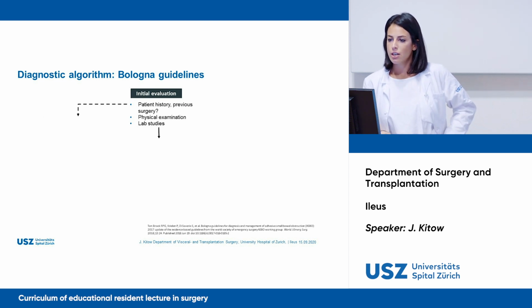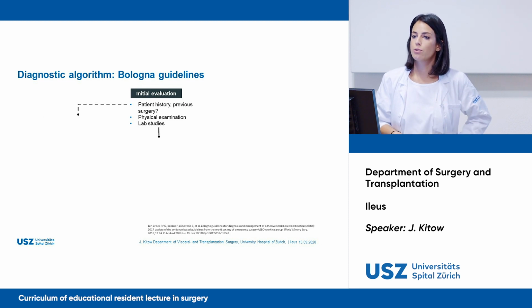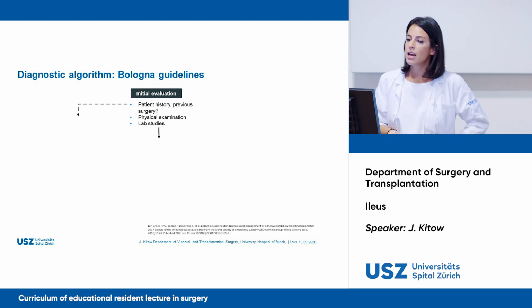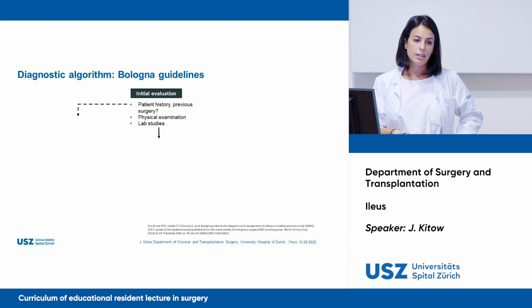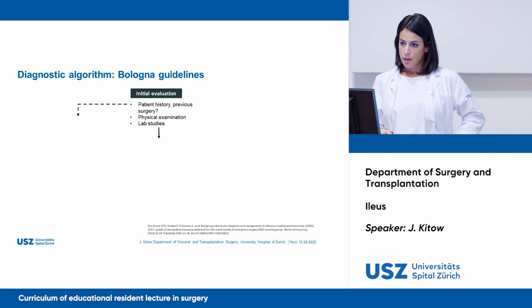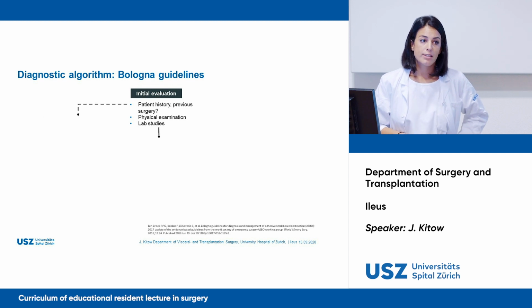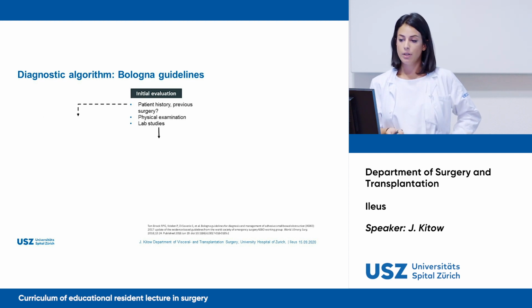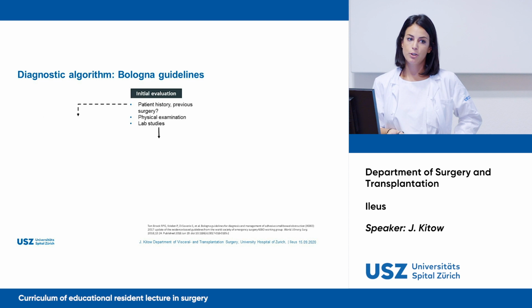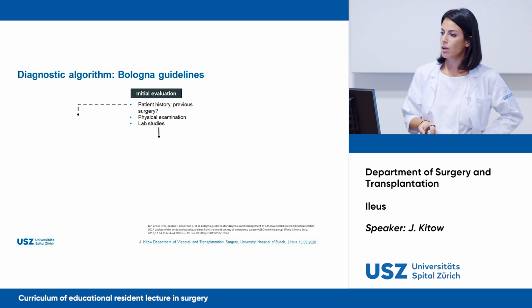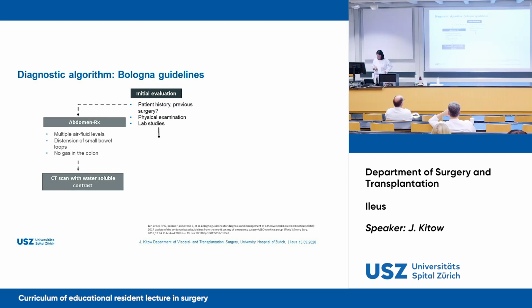First, we do the initial evaluation with patient history, ask for previous laparotomies or surgeries, do the physical examination and the lab studies, in which we ask for inflammation values, electrolytes, kidney function tests, liver and pancreas values, because pancreatitis is often cause for paralytic ileus, and go for coagulation and blood gas analysis.